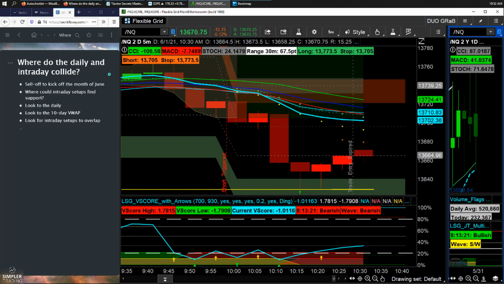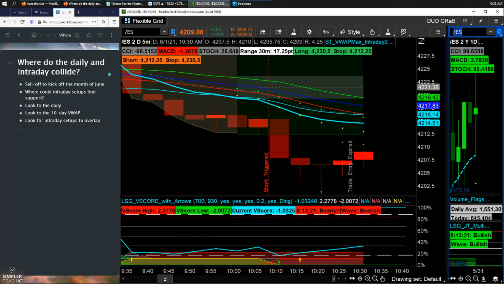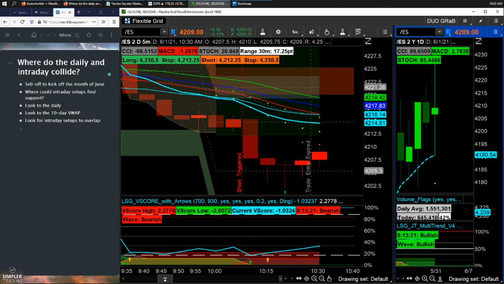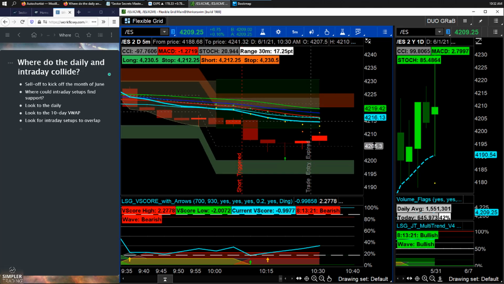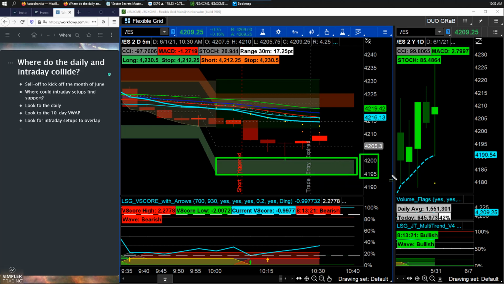So let's look at another example. If the NQ is bottoming out, well, then it's not too far out of the realm of possibility that the ES might be as well. Here's our HPMR zone. It doesn't line up quite as well, but here's our HPMR zone, 4,200 to 4,195. Here's 4,190.